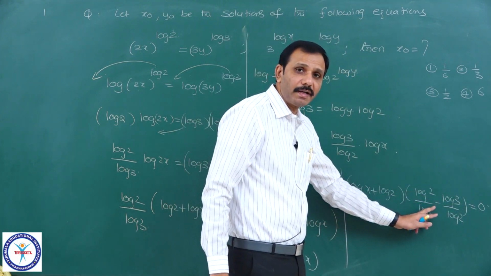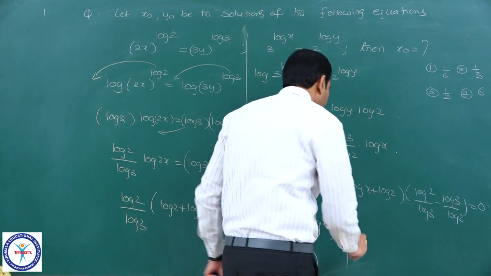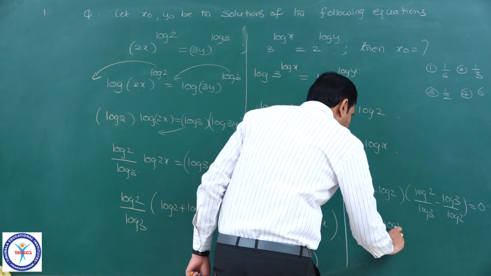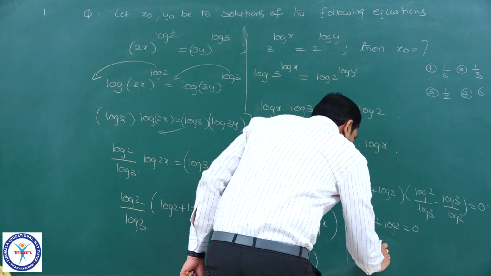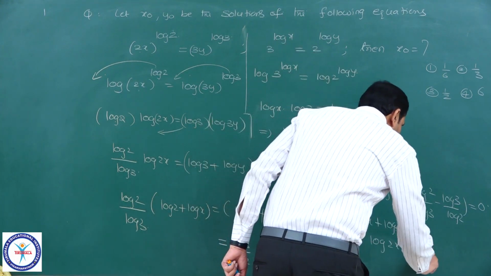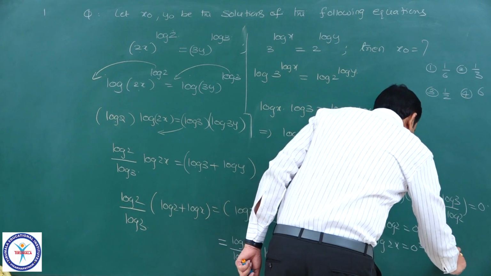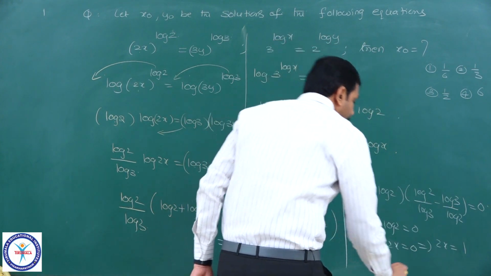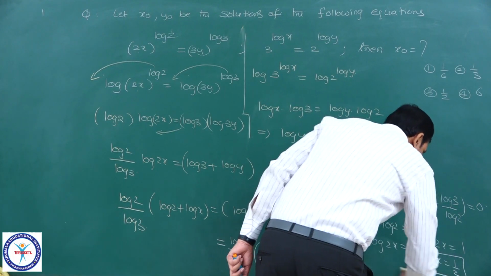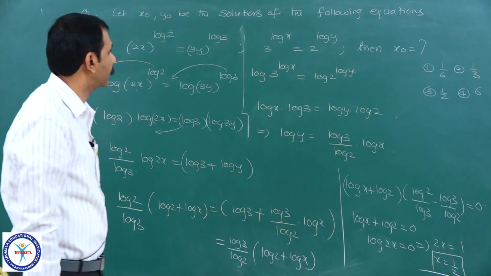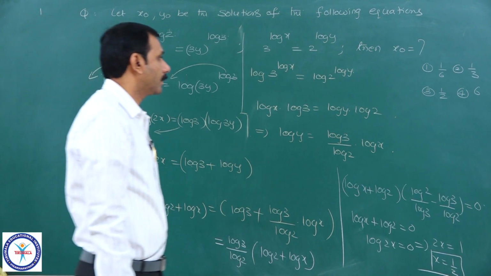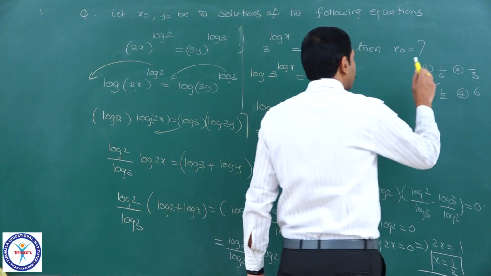Anyhow, this part is not equal to 0, therefore, the other factor must be equal to 0. That is log x plus log 2 equal to 0. Therefore, I can write log 2x equal to 0. Log 2x equal to 0 means 2x is equal to 1. 2x is equal to 1 means x equal to 1 by 2 is the answer. Therefore, it is the value of x. X equal to 1 by 2 is the solution.